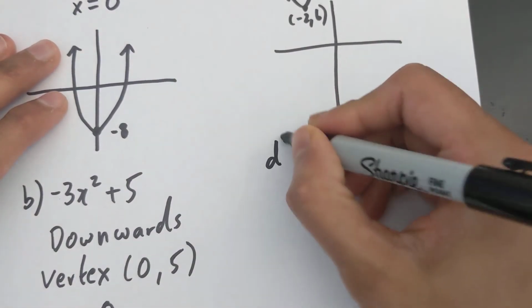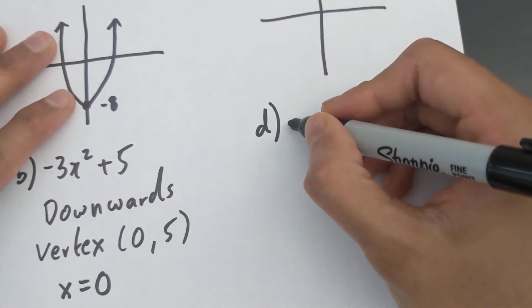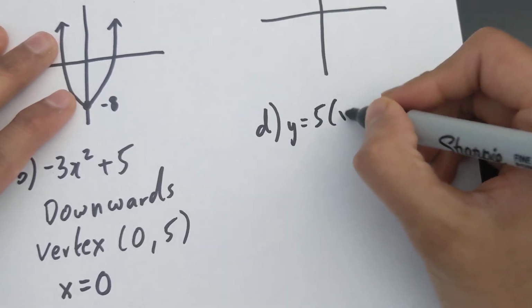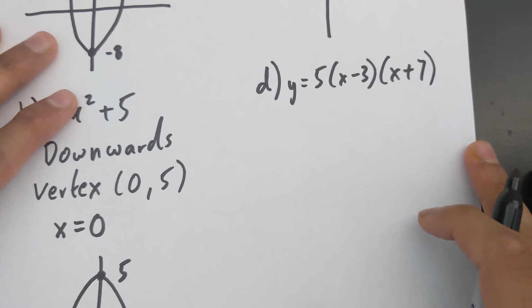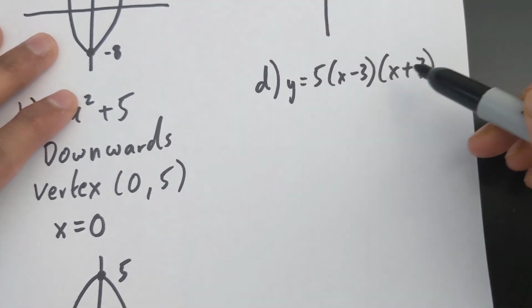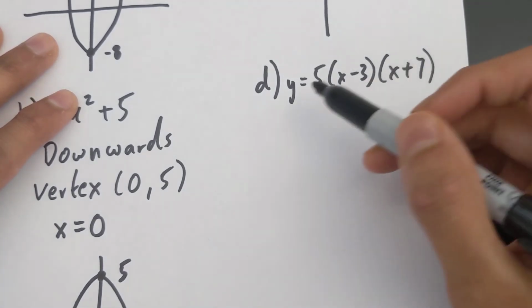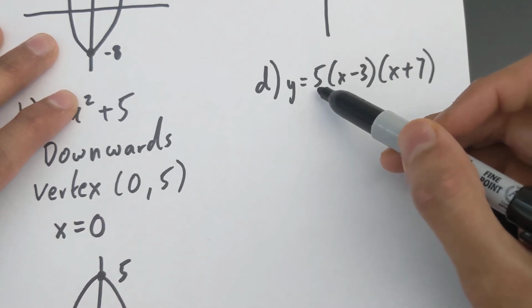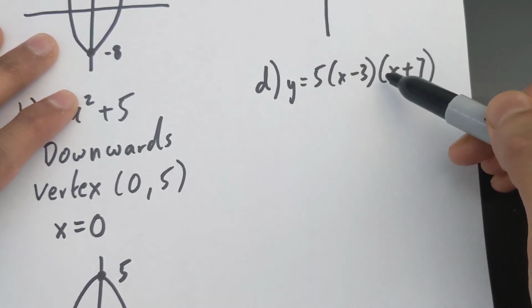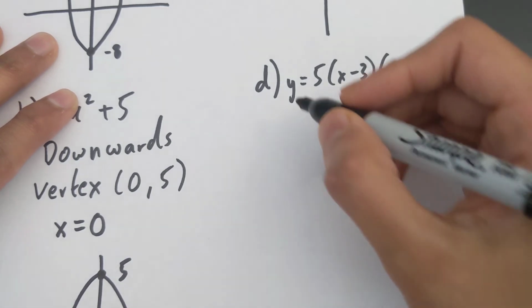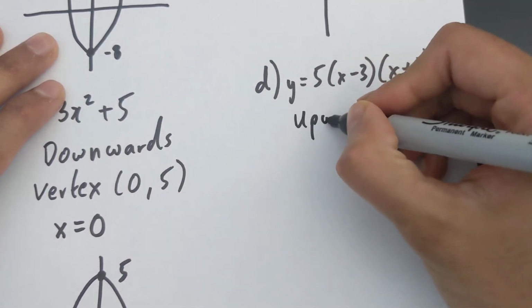Finally, part D, y equals 5 times x minus 3 times x plus 7. Now this one is going to be extra steps because this is factored form. Let's start with the direction of opening. My value here is positive, and then when I expand the x squared, that's going to be positive as well, which means that it's going to open upwards.